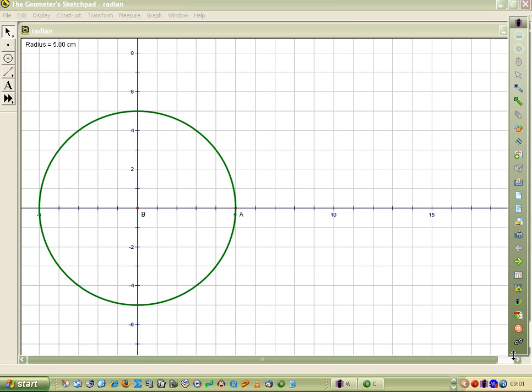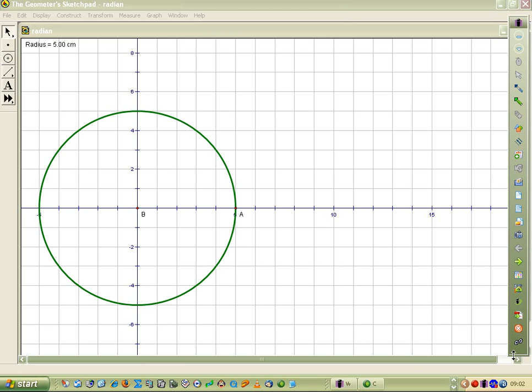But first, what we want to do today, first I want to define for you what a radian is. And then we're going to look at the relationship between degrees and radians. In other words, how we convert from degrees to radians, and how we convert from radians to degrees. And then we'll look at some sketching of radian measured angles.